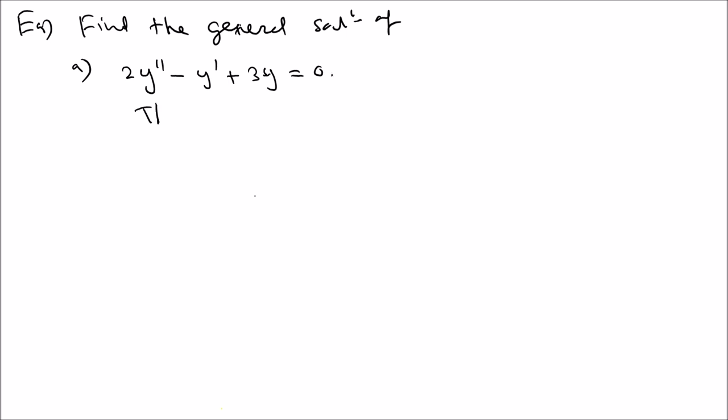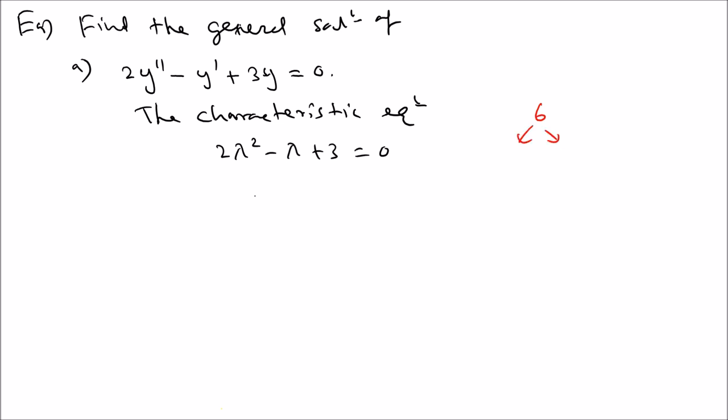So the characteristic equation is simply 2 lambda squared minus lambda plus 3 equals 0. This is very easy to find factors. So what are the factors? 2 times 3 gives you 6. You're going to write this as a product where, when you add them, you get negative 1, so that means it has to be negative 3 and 2. So that means your factors are 2 lambda and lambda.